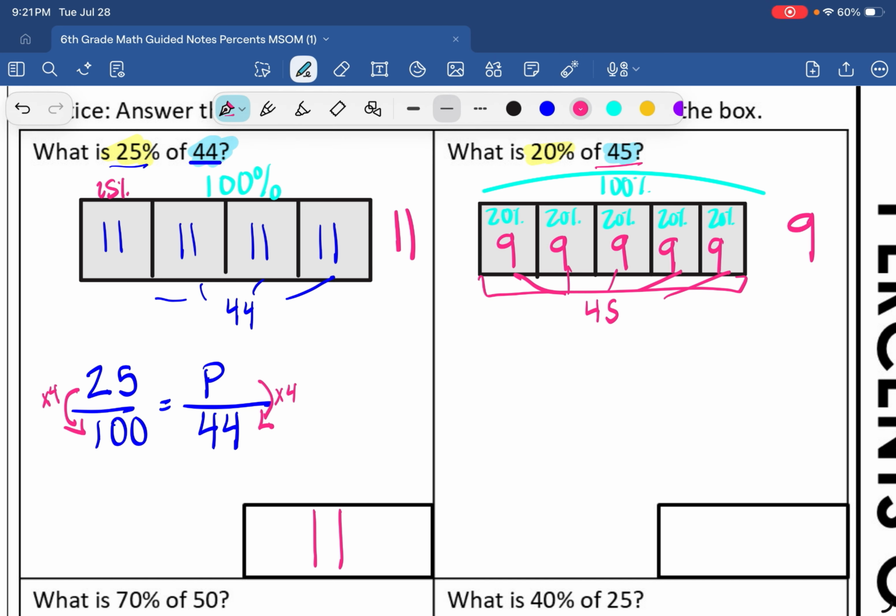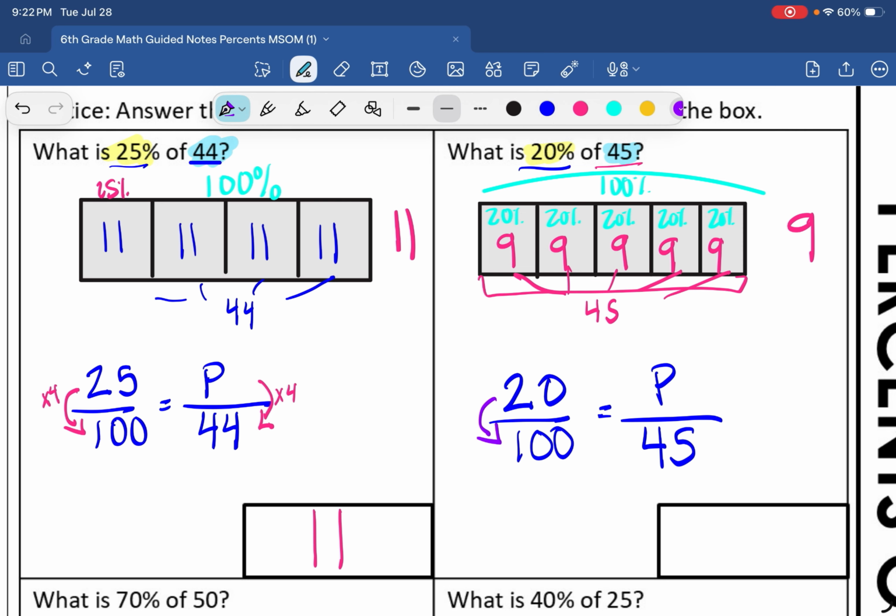Using equivalent ratios to solve the problem, 20% will be 20 out of 100, and that is equal to my part, which I'm trying to figure out, over my whole of 45. Looking for multiplicative factors, I can see vertically that 20 times 5 is 100, so some number times 5 is 45. If I don't know what that is, I can divide. 45 divided by 5 is 9. So my part is 9.